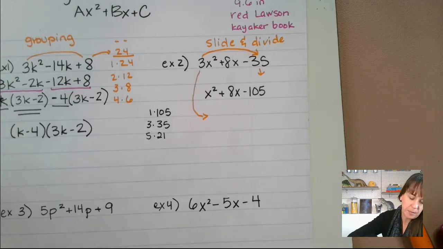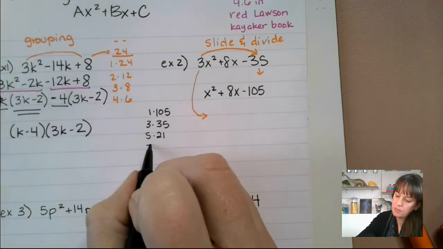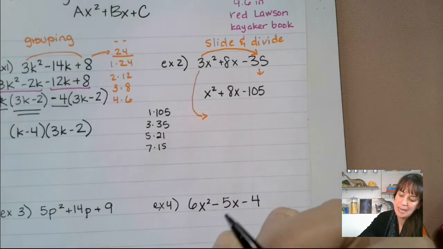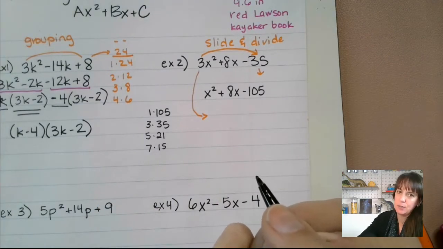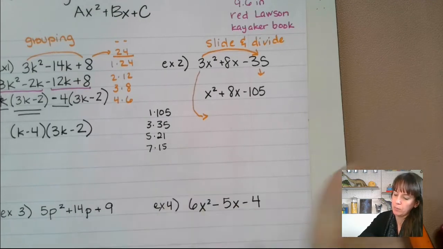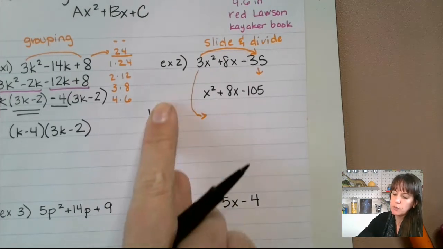105 divided by 7. Yes, 15. 7 and 15. After that comes 8. 8 doesn't go into it. 9 doesn't go into it. 10, 11, 12. No, we're good. So those are all of our factors.